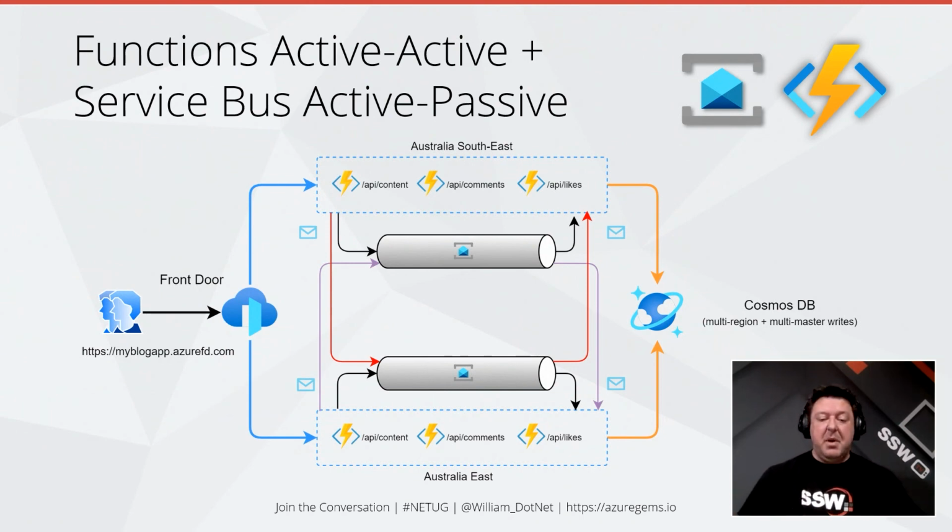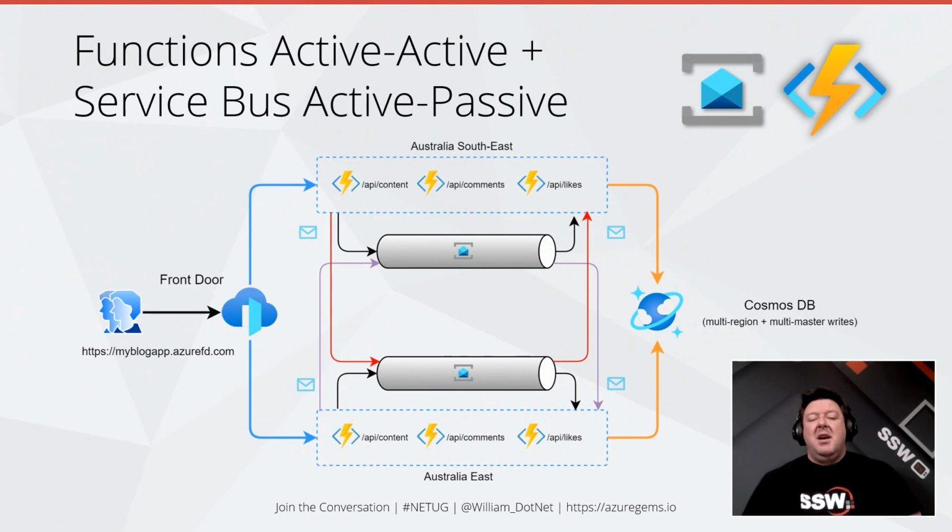And Cosmos DB, it just sings along, does its job. We don't have to worry about anything. So now we have a really highly available Azure Functions application, with a highly available service bus running, and an awesome database. Everything is pretty much just how we want it.